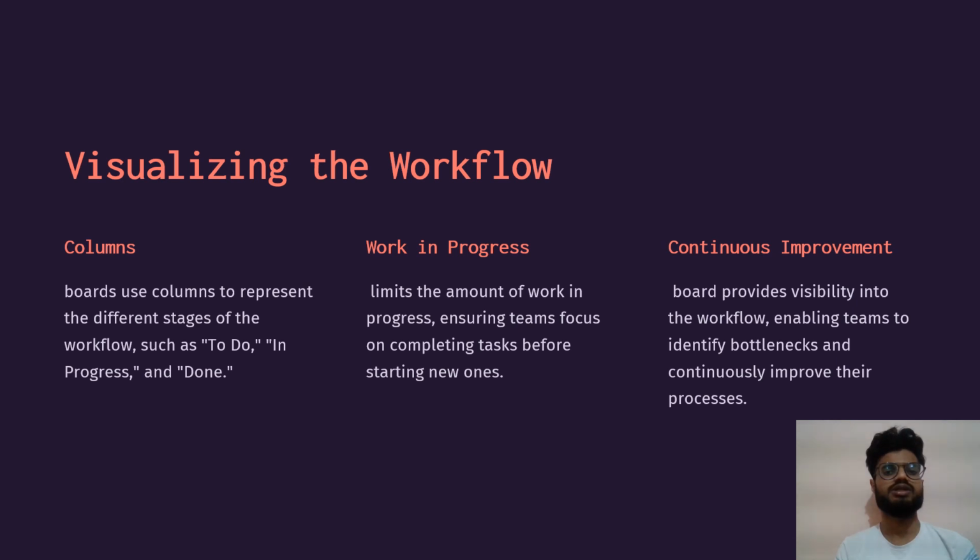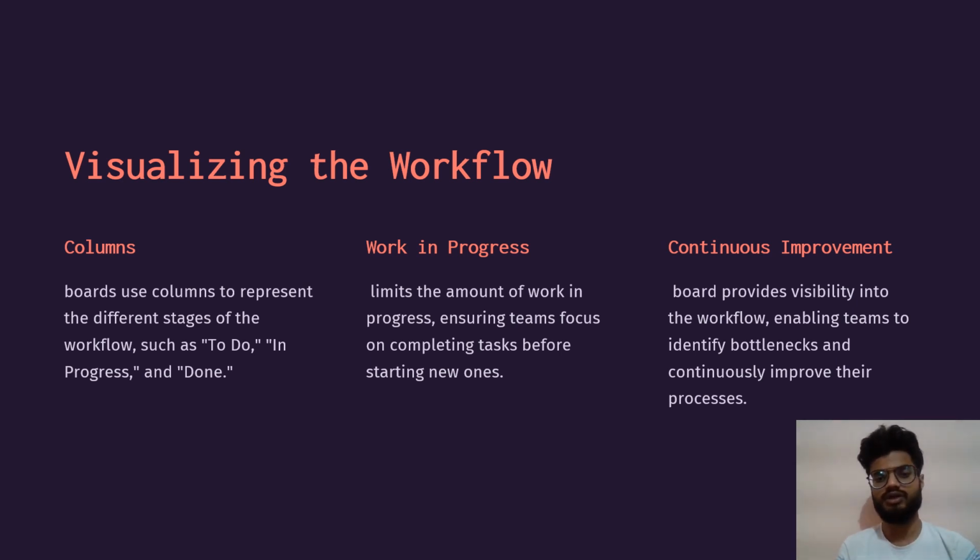So this is visualizing the workflow. First one is columns. Columns are used to represent different stages of the workflow, such as to-do, in progress, and done. So first we arrange things into the to-do list, what we are going to do, what we are currently doing, and what is already done. This helps to maintain the tasks very effectively.